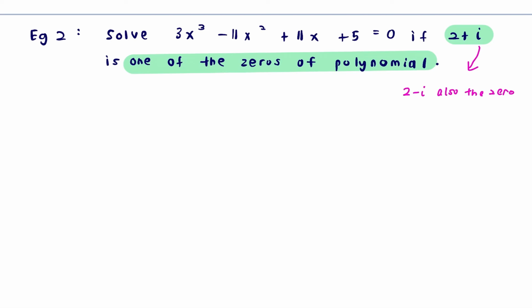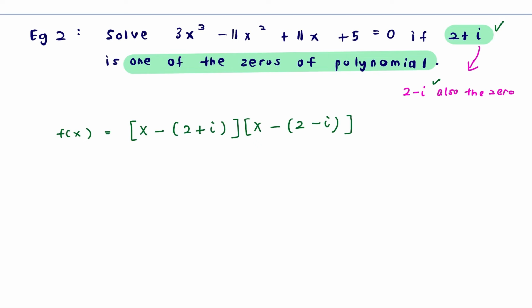Okay. So what to do with these two zeros? You have to put them in the factored form first. So let's say this is f(x). Put in the two factored forms. So the first factored form will be x minus the first zero, which is 2 plus i. Okay, put in the bracket. And then the second factored form is x minus the second zero, which is 2 minus i. Okay, that's how you put in the factored form for the complex zeros.